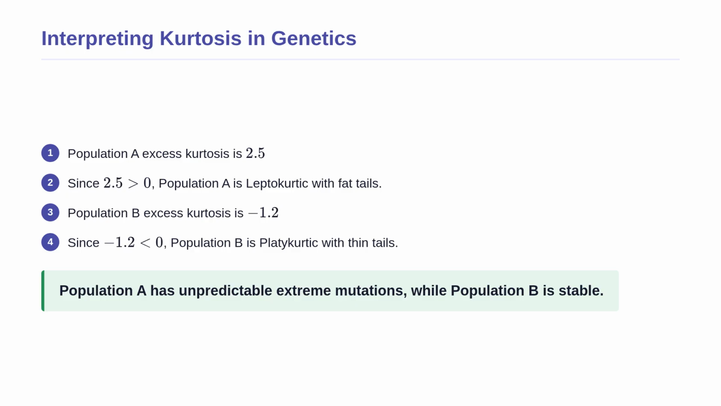For population A, the excess kurtosis is greater than 0, classifying it as leptokurtic. This means it has fat tails, so we can expect a surprisingly high number of flies with an extreme number of mutations. It is highly unpredictable. For population B, the excess kurtosis is less than 0, classifying it as platykurtic. This means it has thin tails. Extreme mutation events are very rare here, making the genetic outcomes in population B much more predictable and stable.